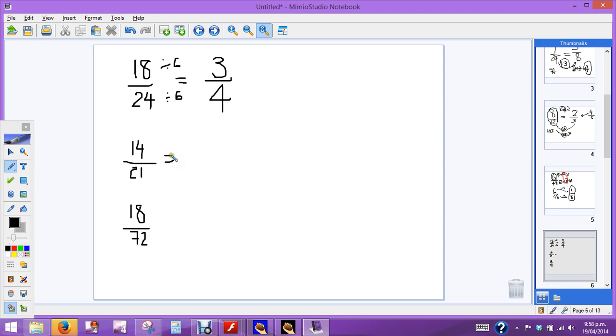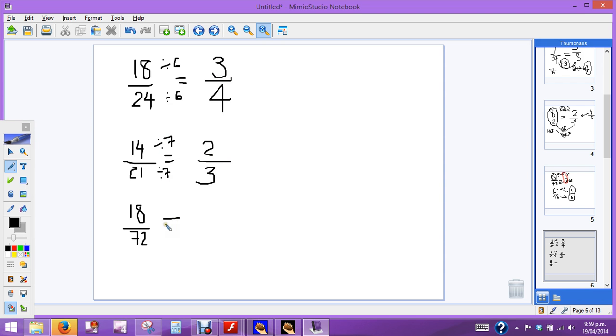14 out of 21, I can see a common factor of 7. So I'm recognizing my factors here, 7 out of 7. 14 divided by 7 is 2. 21 divided by 7 is 3. So 14 21sts is the same as 2/3.